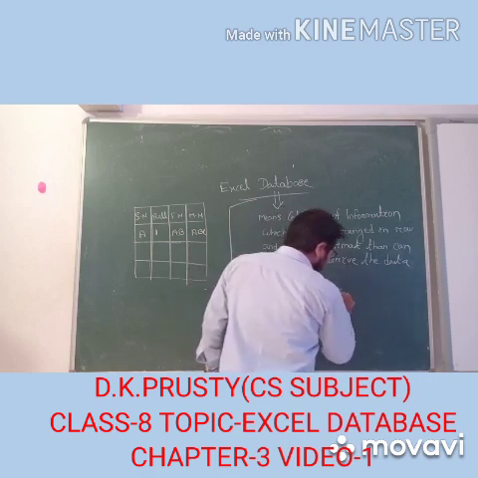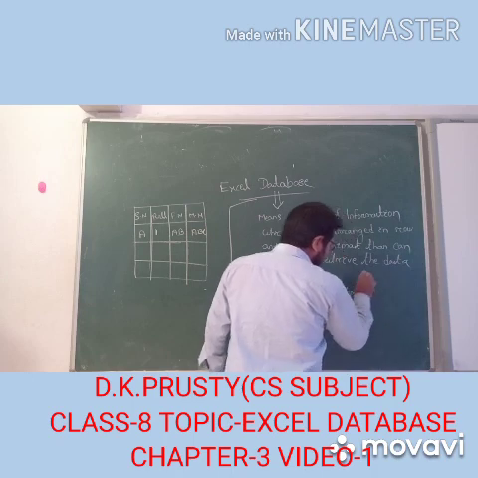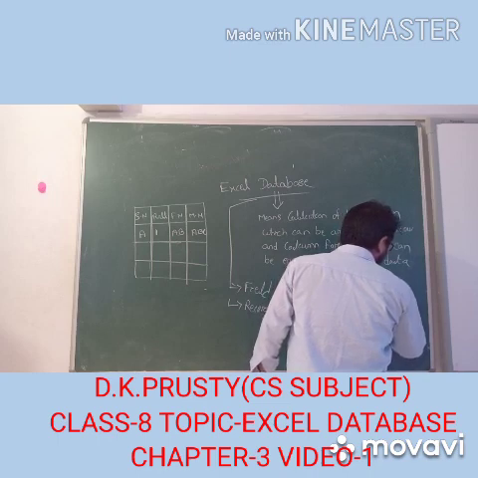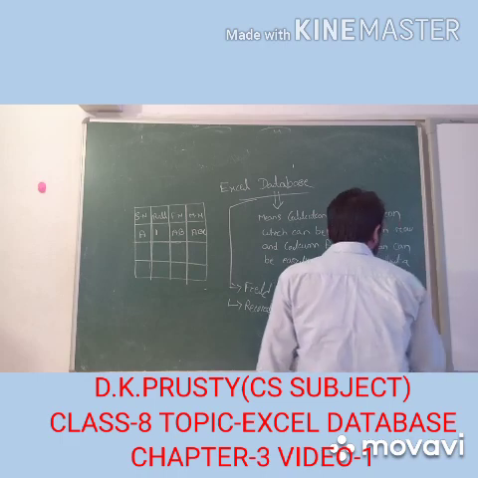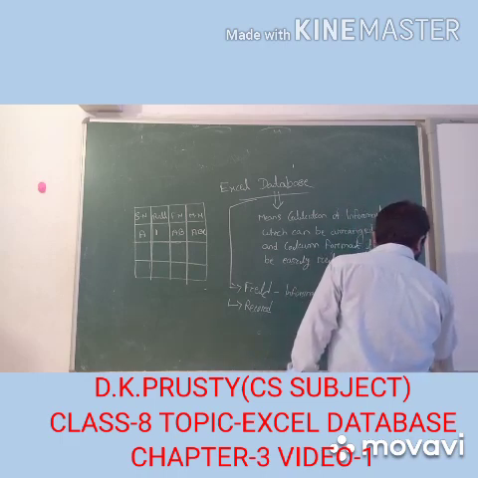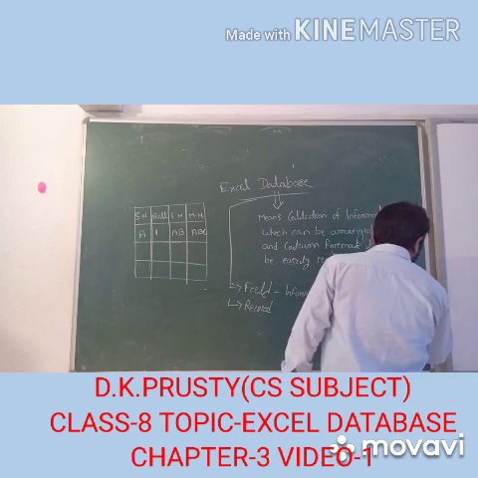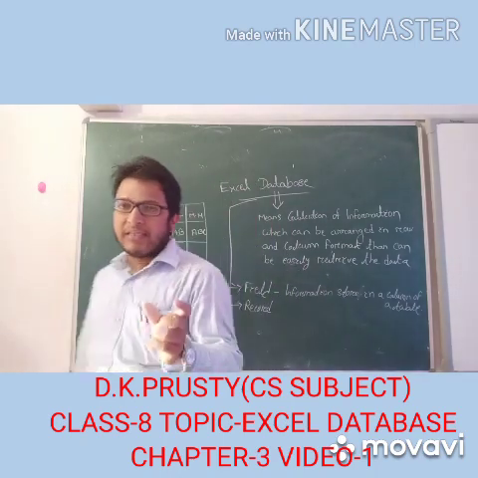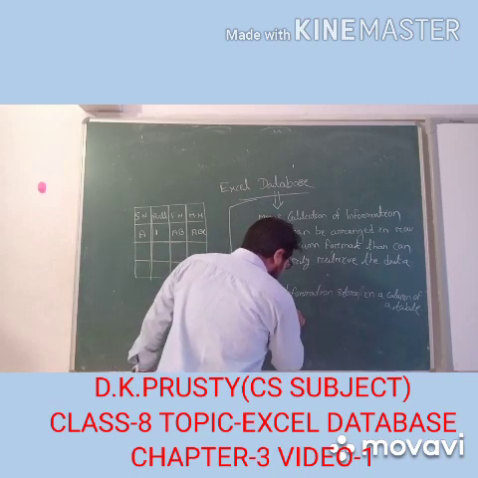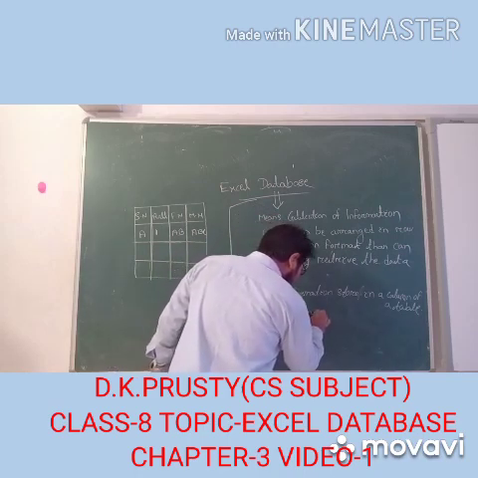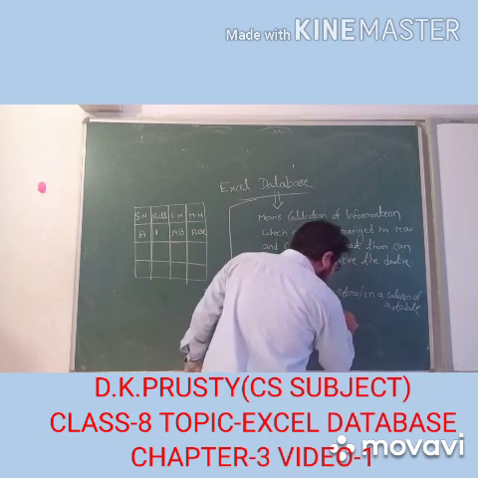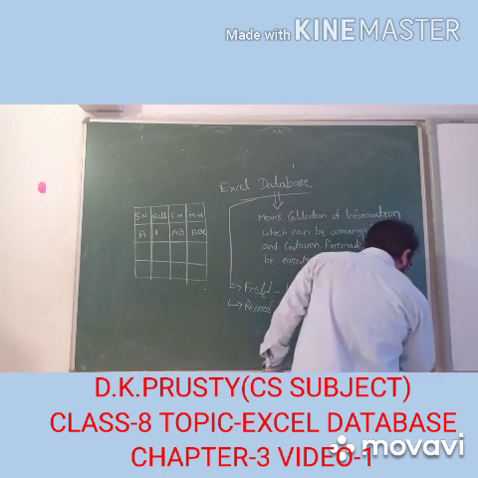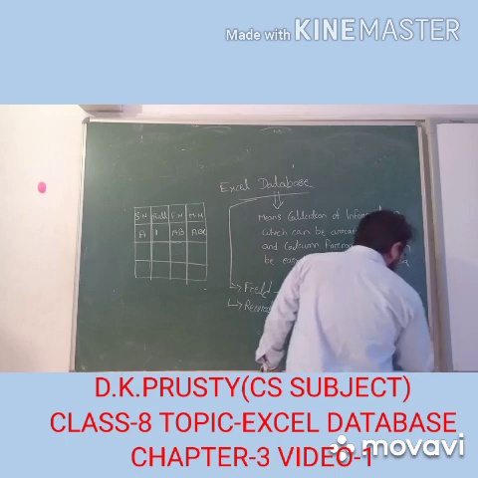Information stored in a column of a table is called a field. Information stored in a row of a table is called a record.